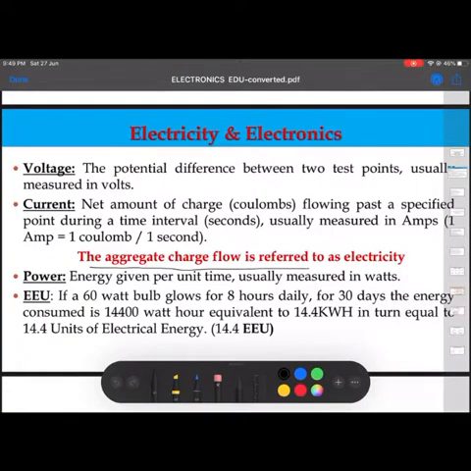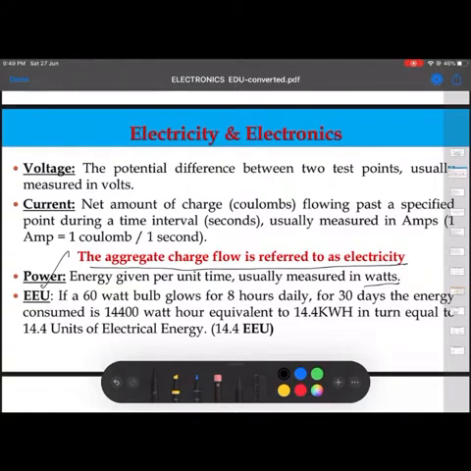The aggregate charge flow is referred to as electricity. The next important parameter in electricity is power, and it's defined as energy given per unit time, or energy consumed per unit time, usually measured in watts.